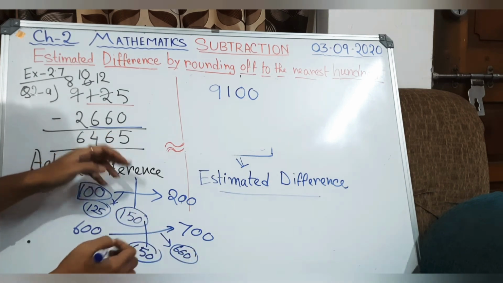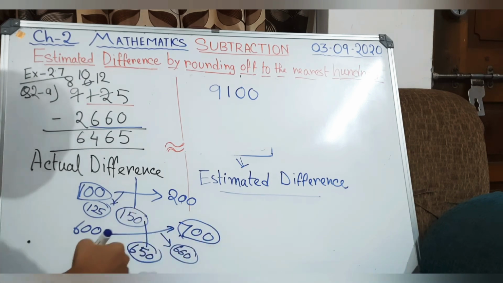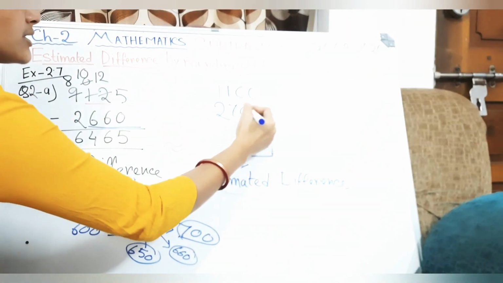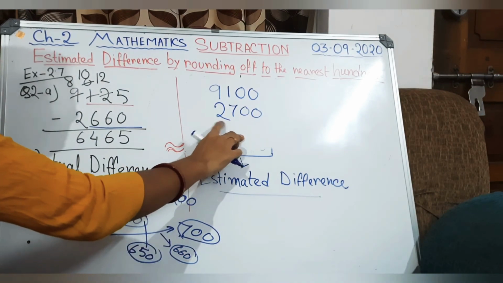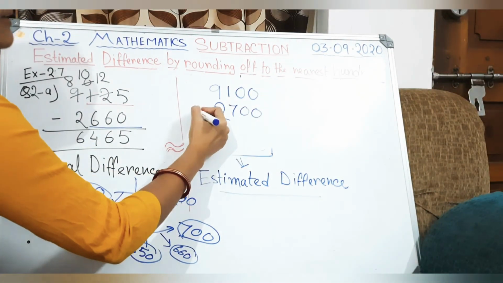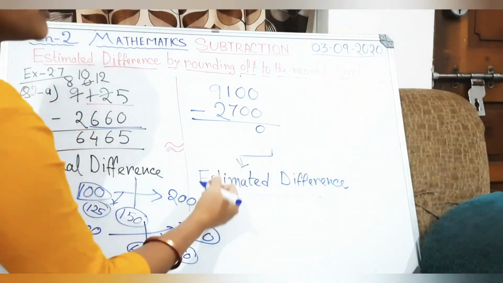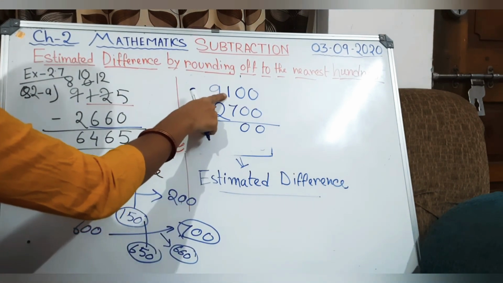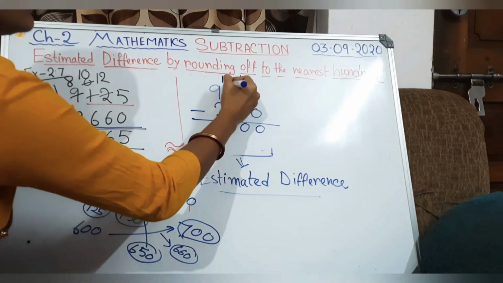But whenever I round it off to its nearest 100, it will come as 700. So that's why here we have to write 2700. Instead of 660, I have to write 2700. Now I will do simple subtraction. 0, 0, 0 will come. Here also 0 will come. Here 1 is smaller than 7. So you need to make it 11.